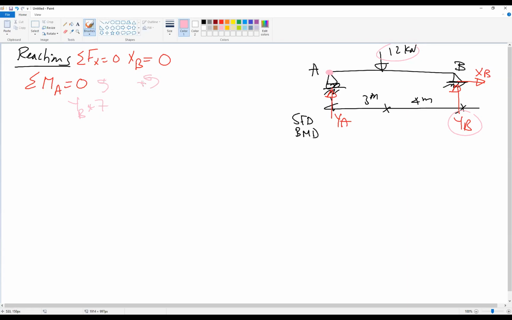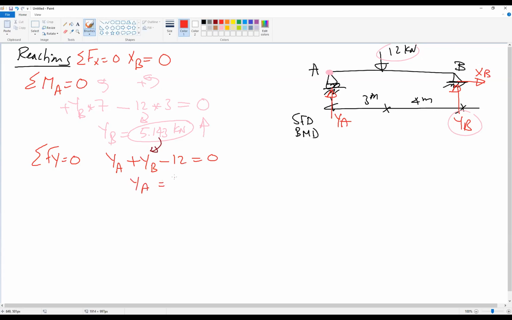We said before anti-clockwise is positive, so it is positive. Minus 12, because it is rotating in this direction, multiplied by 3, equal to 0. This gives us YB equal to 5.143 kilonewton upward. If we apply summation Fy equal to 0, we have YA plus YB minus 12 equal to 0, and we found that YB is 5.14, so YA will be 6.857 kilonewton and upward as well.